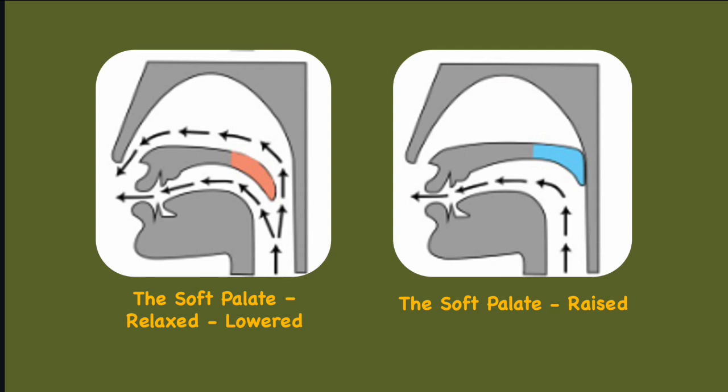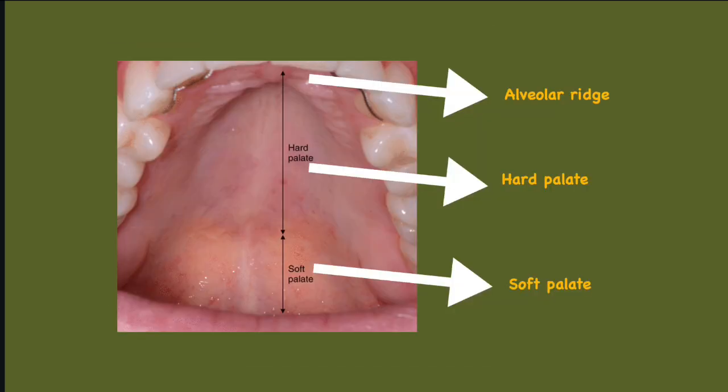Understanding the structure and function of the different parts of the palate helps us see how it contributes to the production of various speech sounds. The interaction between the immovable and movable parts of the palate is essential for clear articulation.